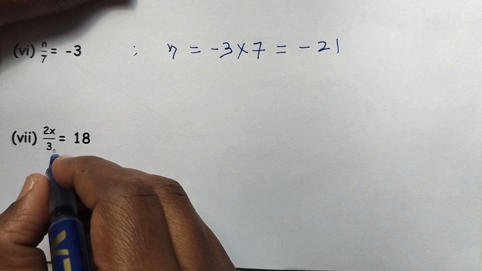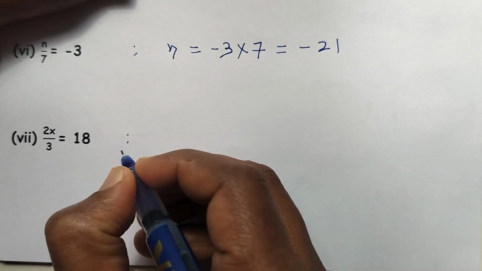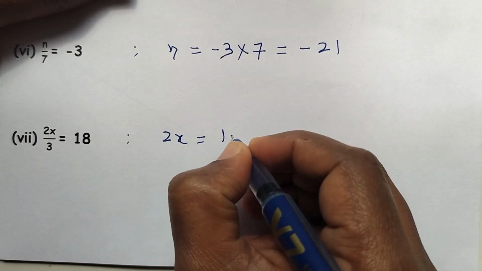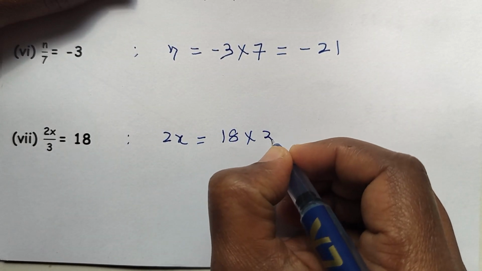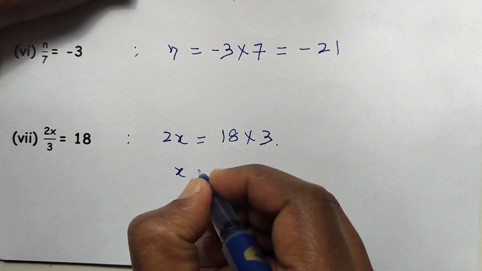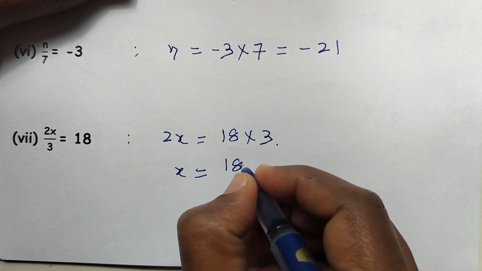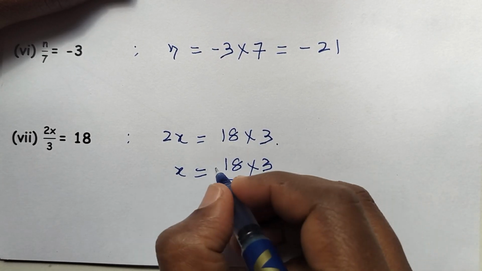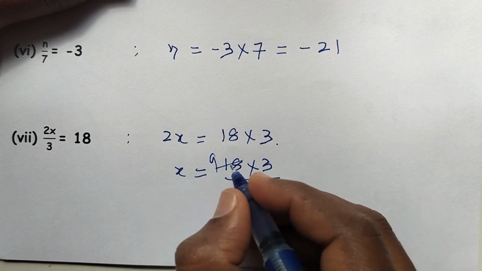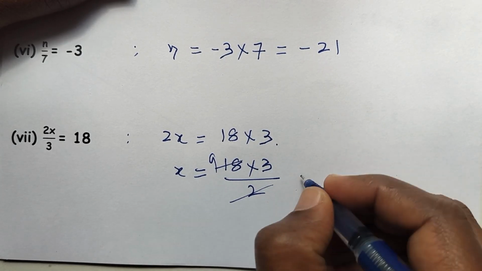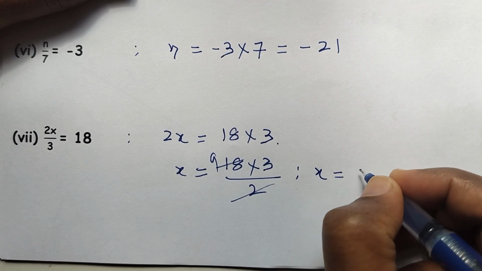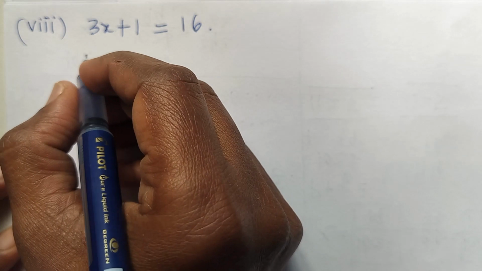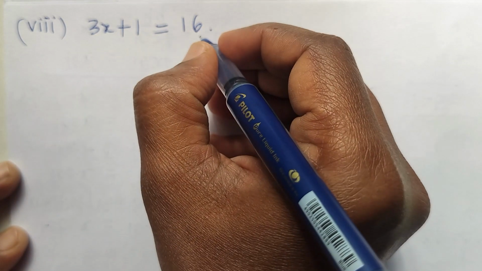Next seventh, 2x by 3 equal to 18. So 2x equal to 18 into 3, then x equal to 18 into 3 by 2. So 2 9 times, so 9 into 3. Then x equal to 27.